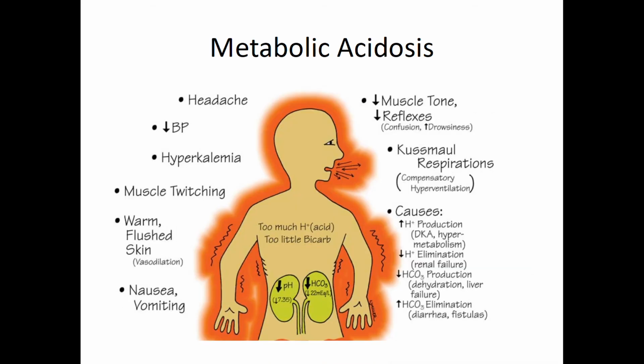Metabolic acidosis, on the other hand, is when the blood is too acidic. This can happen because there's excessive hydrogen ion production because of metabolism. It can result from a failure to eliminate the hydrogen ions, from renal failure. It can result from dehydration, where you're not producing enough bicarbonate. Or it can result from diarrhea, where you're just losing too much bicarbonate to that diarrhea.